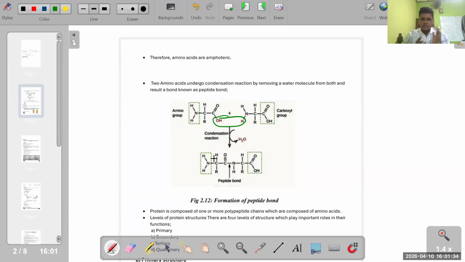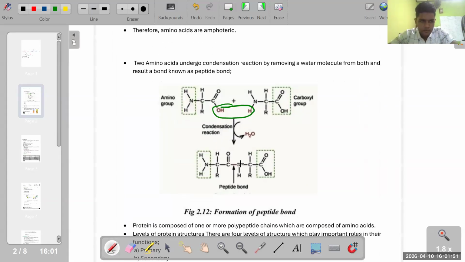By removing the OH group from the carboxyl group and H from the amino group, they removed that water molecule and joined those two groups by a bond. Can you see that red color bond? See here. Is it clear for you? These two are connected after the removal of water. Is it clear? Do you find any difficulties in understanding? If you respond, I can know what you're going through.